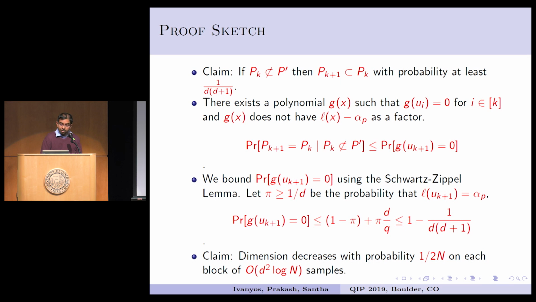So the way to do it is under the assumption that P_k is not in P prime. If P_k is not yet in P prime, then we show that P_(k+1) is a strict subset of P_k with probability at least 1 by d plus 1. So the dimension is going to decrease with some small probability. And the dimension can't keep on decreasing indefinitely because it starts with n plus d choose d. So eventually we would come to a stage where P_k has to be in P prime. So let's see how one proves this claim. That's the main idea of the proof.